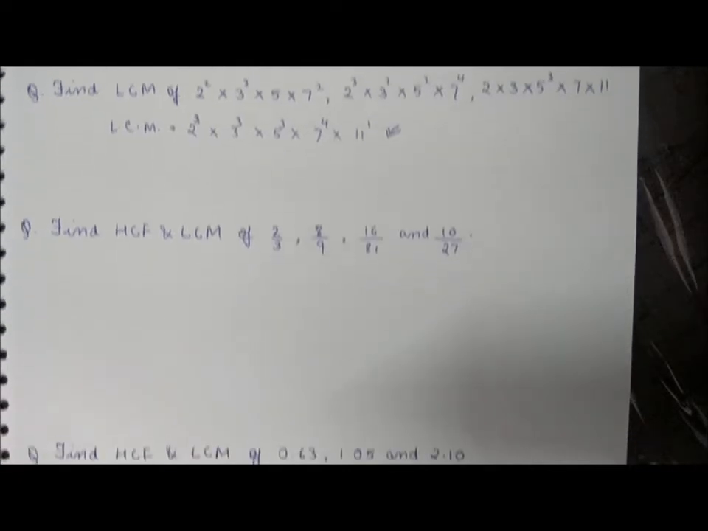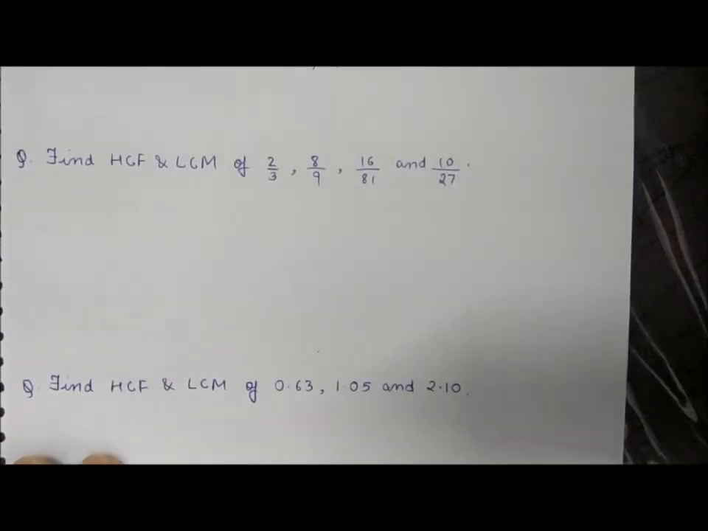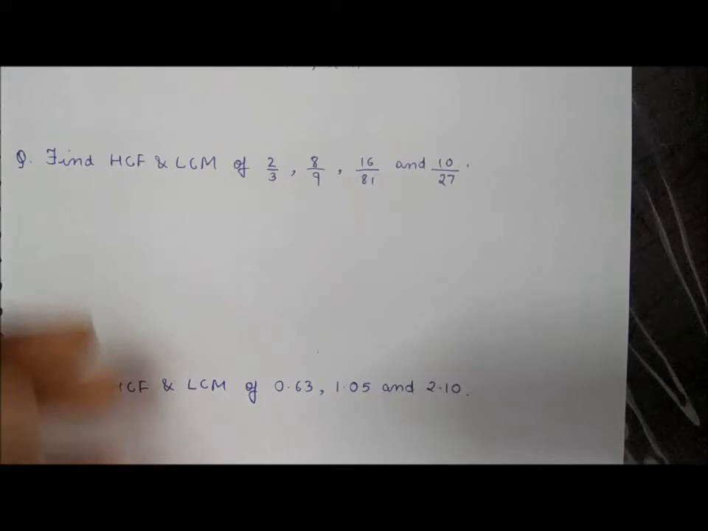Now the second type of question, that is the fractional numbers. How can we find the HCF and LCM of the fractional numbers? The fractional numbers are like 1 upon 2, 3 upon 5, 5 upon 6. These all are known as fractional numbers. How can we find the HCF of the fractions?